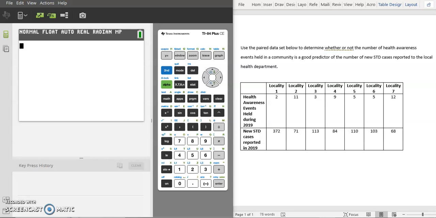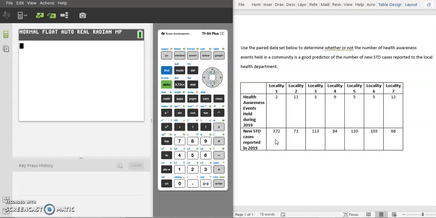of quantitative data. So on the right here we have two sets of quantitative data, and it says to use the paired data set below to determine whether or not the number of health awareness events held in a community is a good predictor of the number of new STD cases reported to the local health department. So here we have the localities with the number of health awareness events they've held in 2019, along with the number of new STD cases reported in 2019 to the local health department.